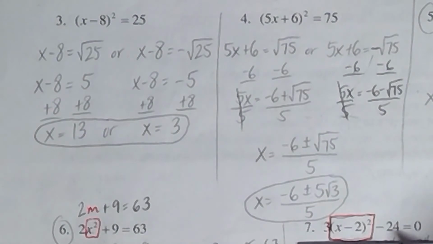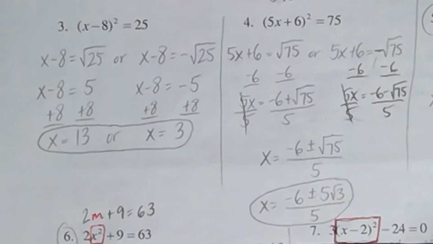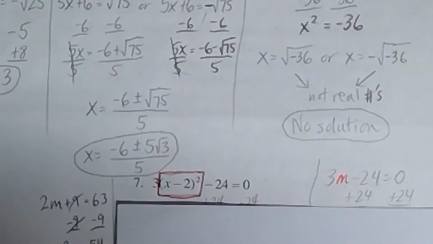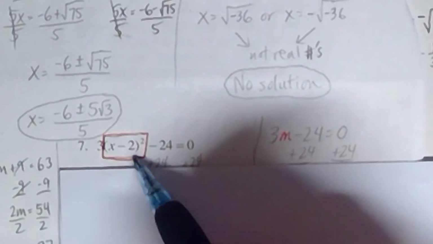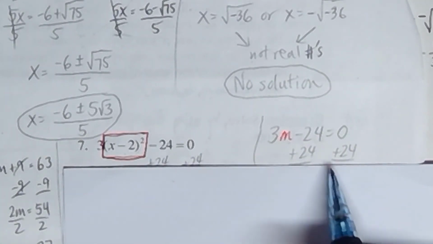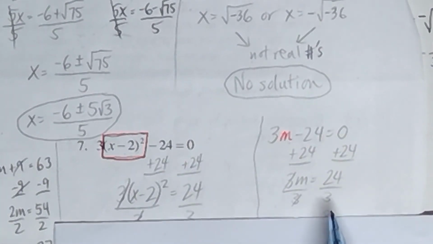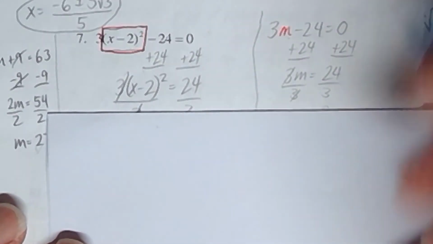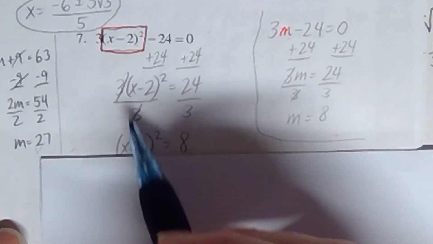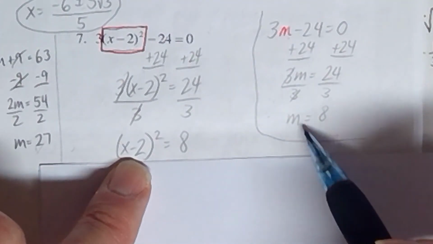In number 7, we need to move over the what? Just like we've been talking about, if you need to get the bracket squared by itself, you pretend like it's m, okay? And then you do the same steps that you would do over here for 3m minus 24. That means to move over the 24 and then divide out the 3 right here, right? Okay, you get m equal to 8. In the same way, you move over the 24 and divide out the 3, exactly the same steps again. You end up getting the bracket squared equal to 8, just like you got the m equal to 8.